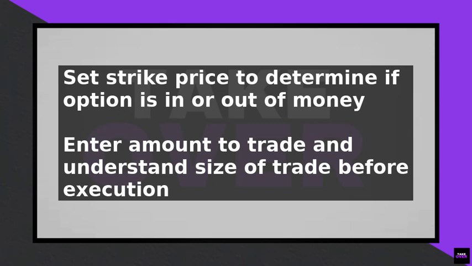After setting the strike price, enter the amount you want to trade. The amount is the number of options you want to buy or sell. Each option represents a certain amount of cryptocurrency, so make sure you understand the size of the trade before entering it. Once you have entered all the details, review the trade to ensure everything is correct.